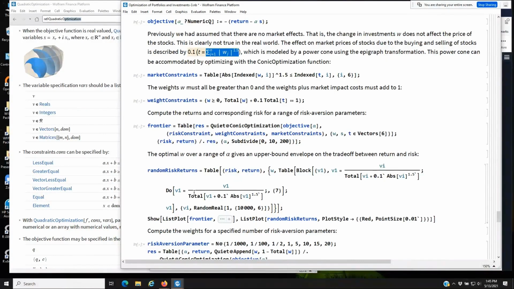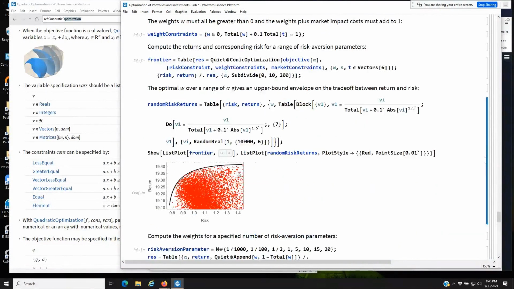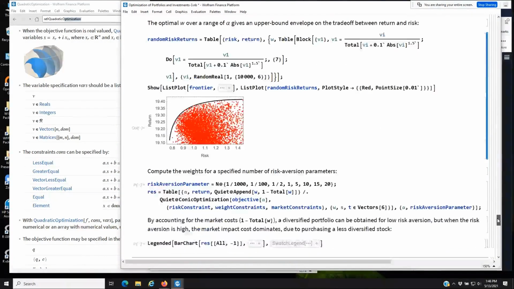Okay, so for each of these, I generate 7 values and then substitute them in up here. And because there are 10,000, we're going to get a much better result. You can see it covers a much wider range. And again, here is our frontier. You will choose the optimal portfolio on this frontier, depending upon how you want to trade off risk against return.